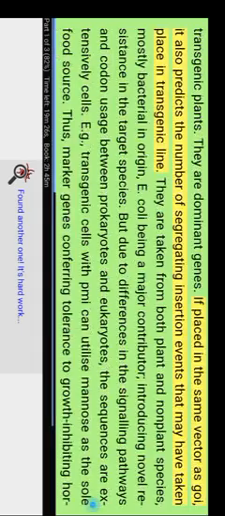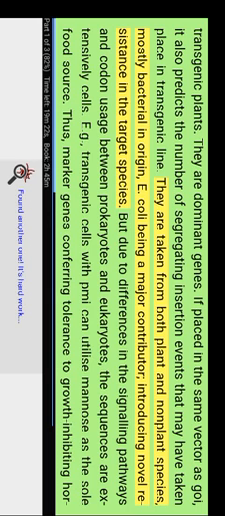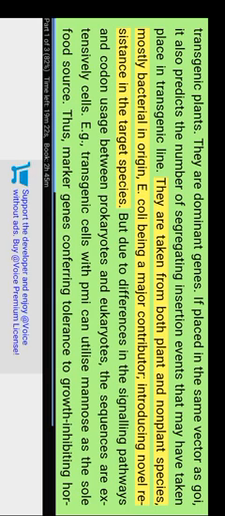If placed in the same vector as GOI, it also predicts the number of segregating insertion events that may have taken place in the transgenic line. They are taken from both plant and non-plant species, mostly bacterial in origin, E. coli being a major contributor, introducing novel resistance in the target species.